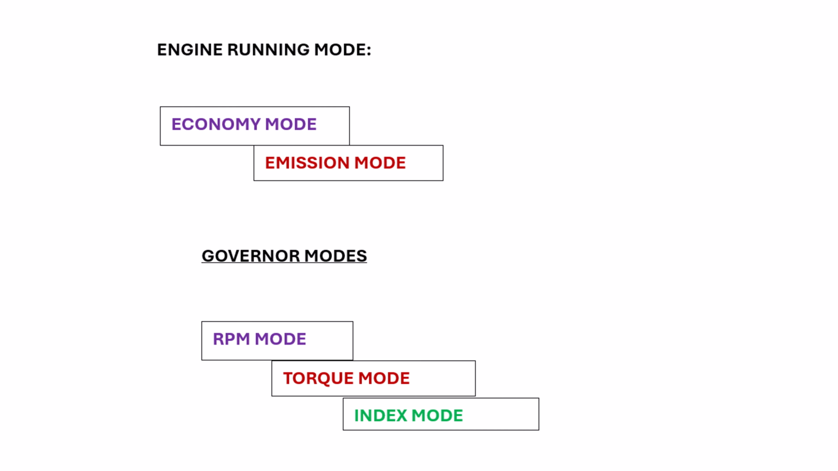Then there are three governor modes: RPM mode, torque mode, index mode. What is RPM mode? Normally in RPM mode, the RPM is controlled as per the set RPM requirement. So basically a large variation of index may take place depending on the sea condition. The control system will try to maintain the RPM constant by varying the index as required. So that is normal when the sea conditions are not choppy or the sea is not so rough.